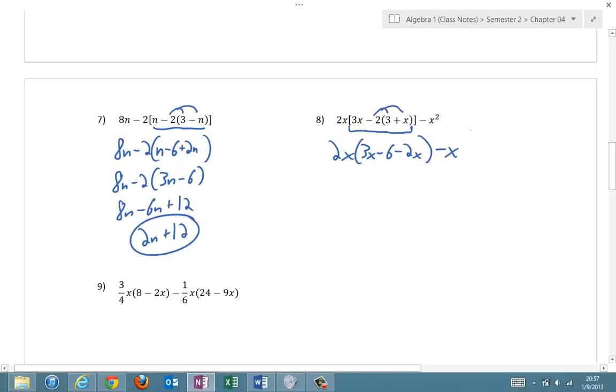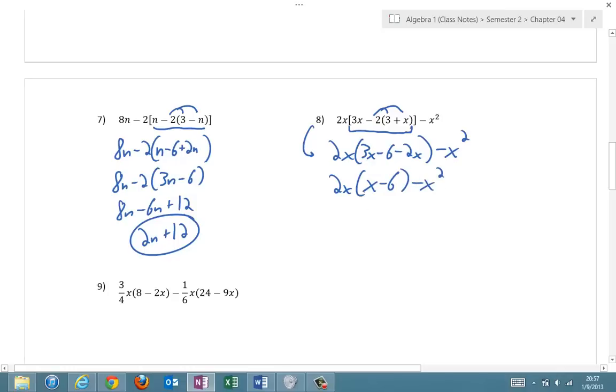Still have the minus x squared, and it's absolutely correct to copy that x squared down on the next line because you want every line to be the same as the one that came before it. All I'm going to do in the next step is simplify within the parentheses. 3x minus 2x is x minus 6, then minus x squared.